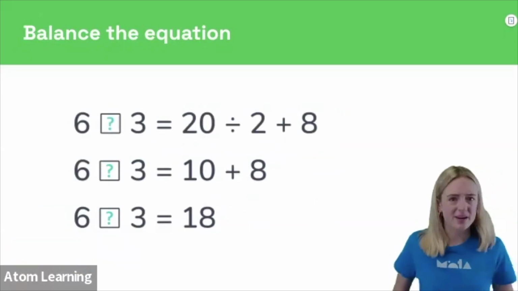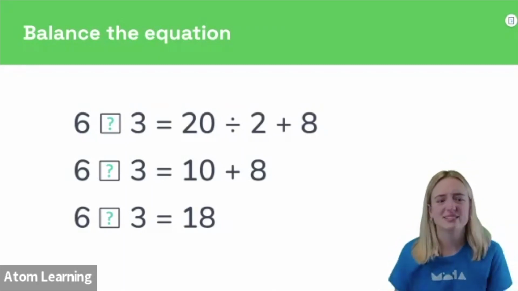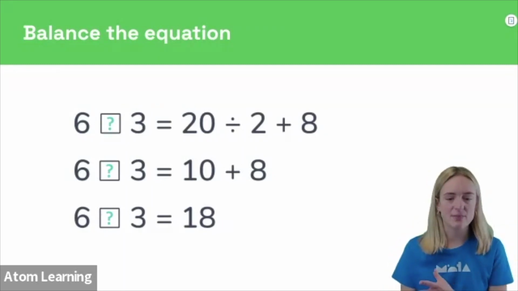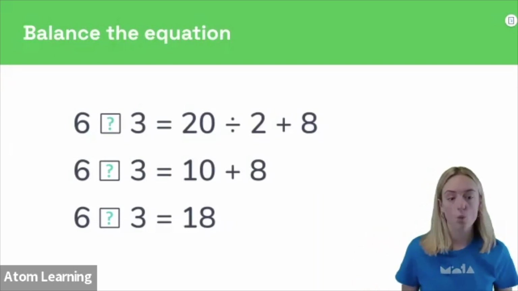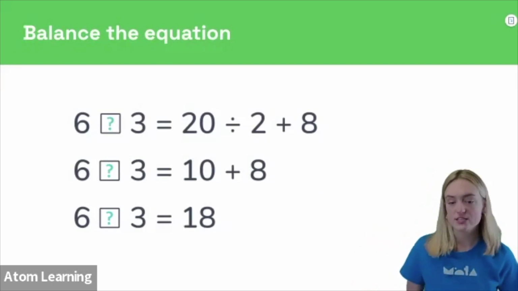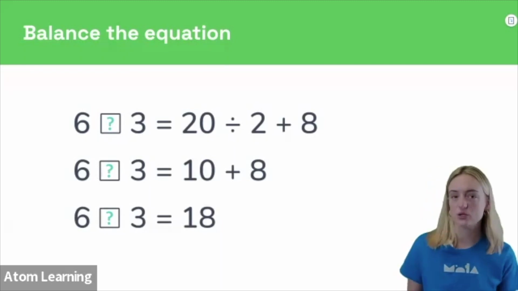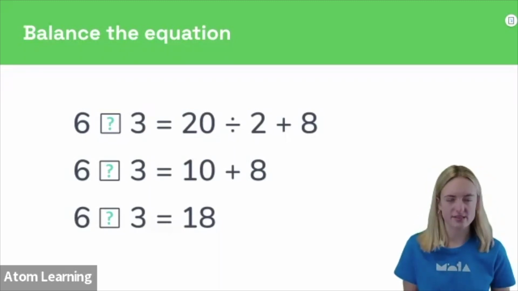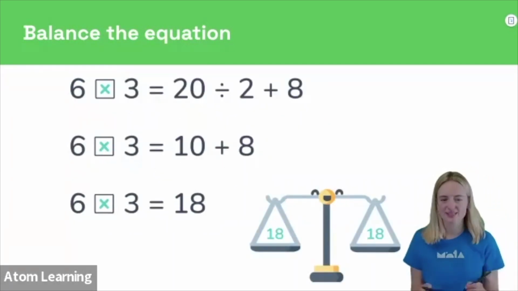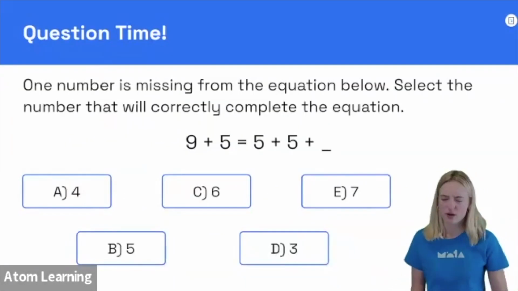Sometimes it won't be a number missing from the equation, it'll be a symbol. The method is exactly the same. Solve the side which is complete, and then we can work backwards and work out what the sign is. So we know that 20 divided by 2 plus 8 is equal to 18. 6 ? 3 is equal to 18. What can we do? 6 times 3 is 18. Simple maths. You guys are crushing it.